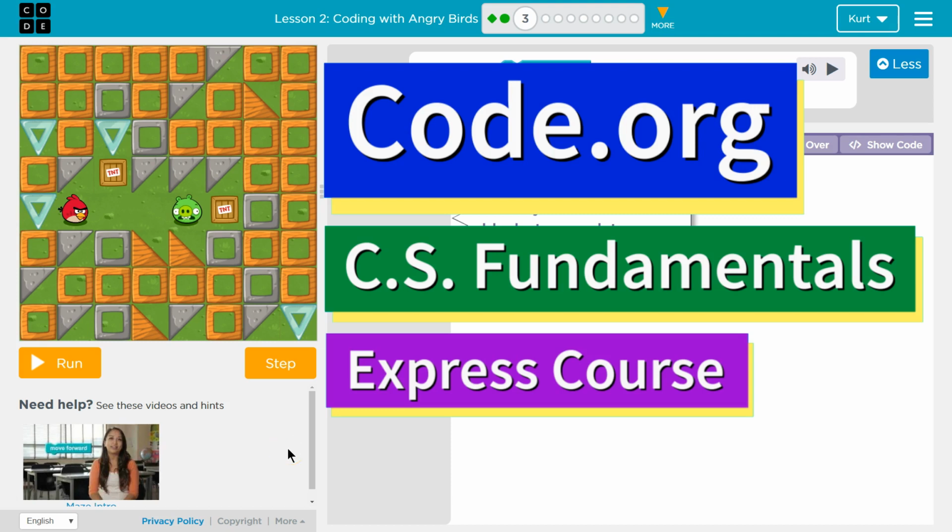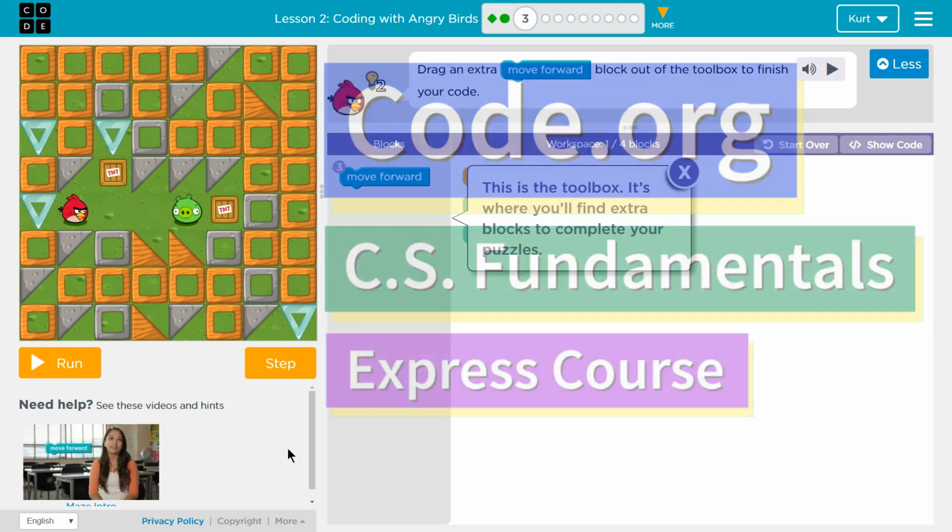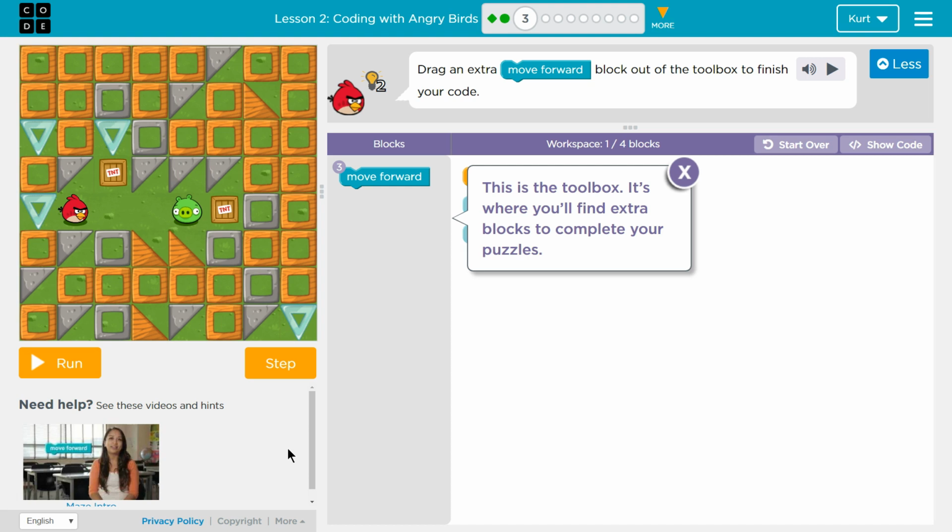This is code.org. I'm currently working on their CS Fundamentals course, the Express course. I'm on Lesson 2, Coding with Angry Birds Puzzle 3. Drag an extra move forward block out of the toolbox to finish your code.